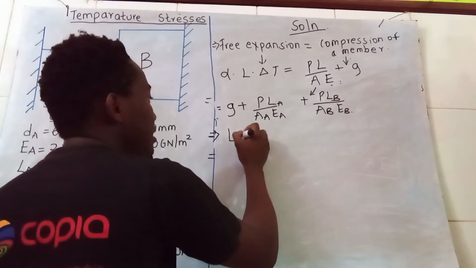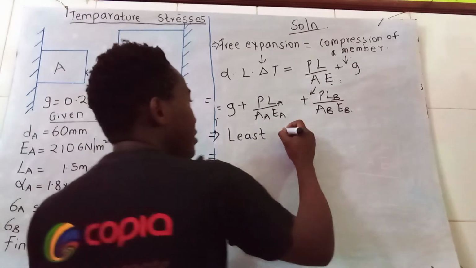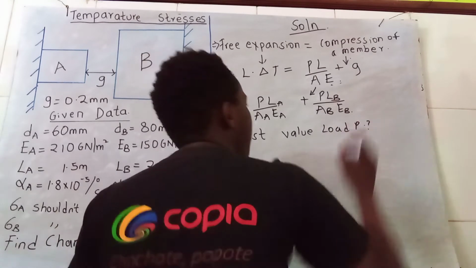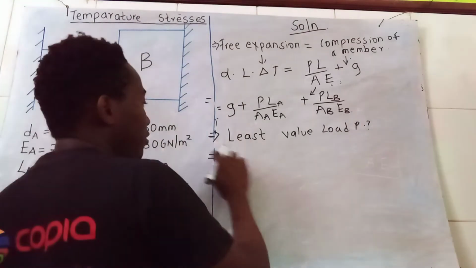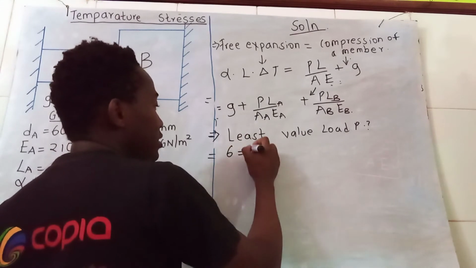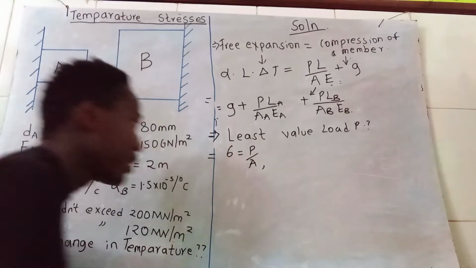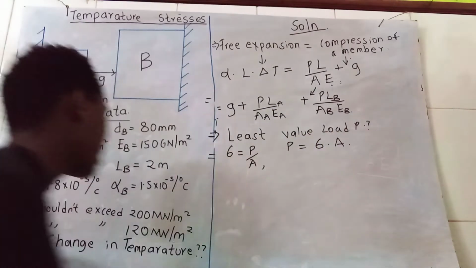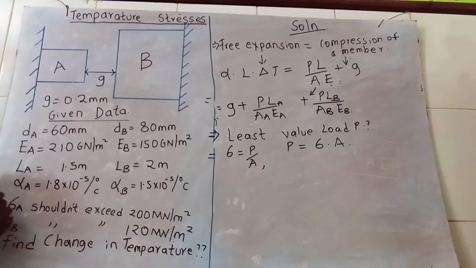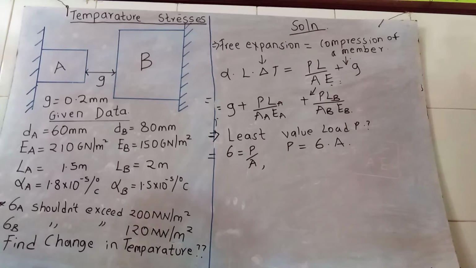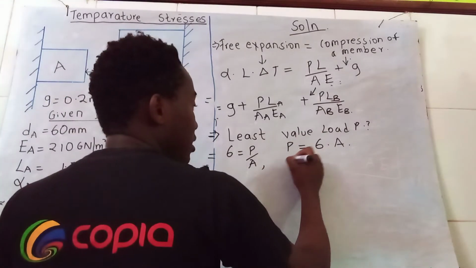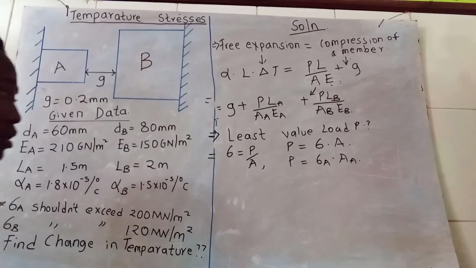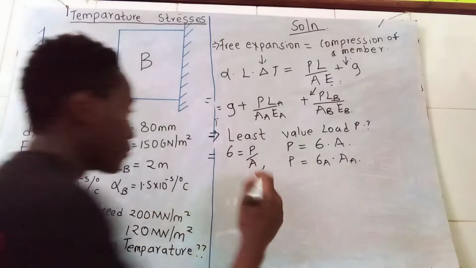So we find the least possible value for the load P. Now, back to our formulas, we know that stress is given by load over area. So that means load will be given by stress times area. Now, if we consider the stress in A should not exceed 200 meganewtons, the load is given by the stress in A times the area of A. So let us first find the area of A.